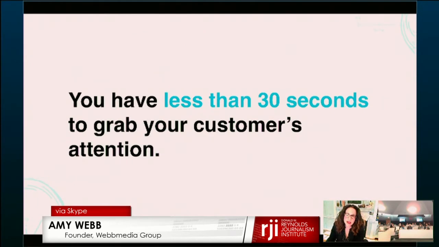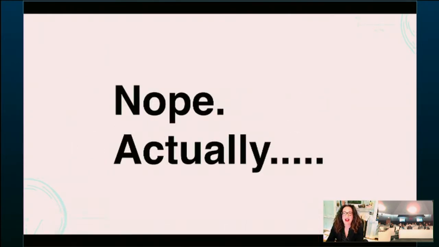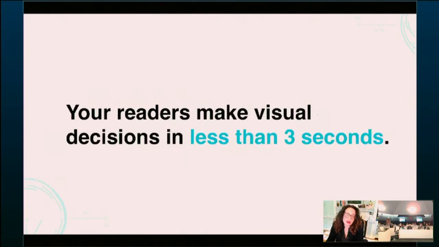What that means is that you don't have 2 minutes to engage your audience. You actually have less than 30 seconds because that's when all of that decision making is happening. But actually, you don't have 30 seconds because as it turns out, if you look at the neuroscience of how we make decisions, we're visual decision makers, and your readers and the people that engage with you, they're making visual decisions in less than 3 seconds.